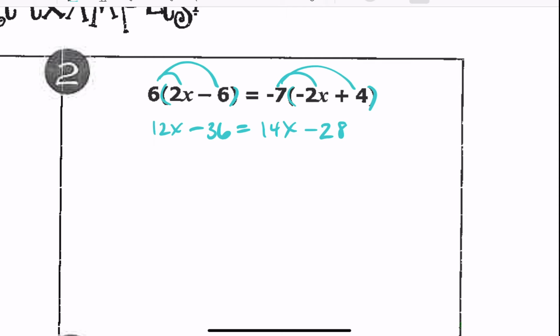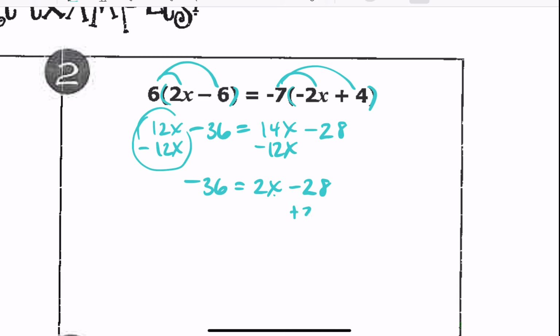So I want to get rid of my x term. Because they're on both sides, I'm going to subtract 12x from both sides. This becomes 0. Minus 36 on the left side. Over here, 14x minus 12x is 2x. Minus 28. So now I'm looking where the variable is. There it is. I'm going to add 28 to both sides.